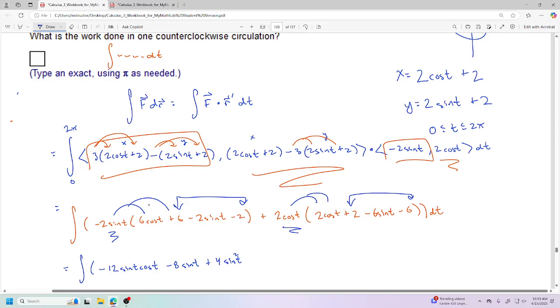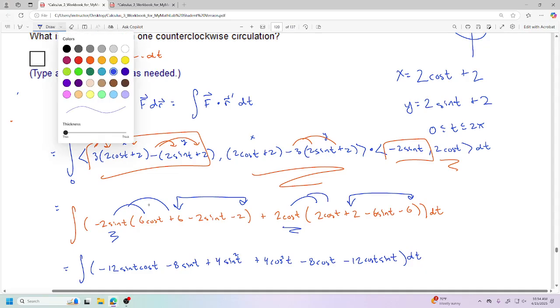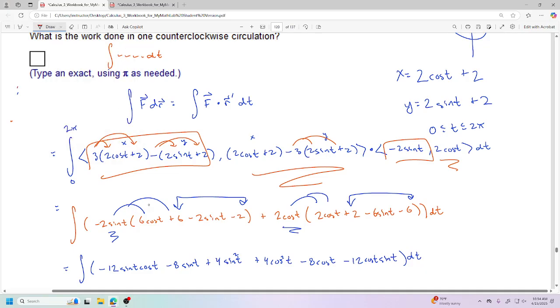I think that's going to be a sine squared. A lot of this, I'm hoping, will either cancel or something. That's going to be a cosine squared on this side. 8 cosine, and then I've got a 12 cosine sine. Okay. And I'm verifying the signs.